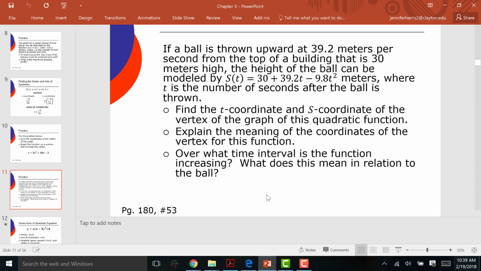So, can we go to Desmos? Yes, we can. Type all of that in Desmos. S of T equals 30 plus 39.2T minus 9.8T squared. Use the exact same letters they've used. Now, usually in a problem written like this one, I would have you use Desmos. I would not have you do it manually. The previous problem, yes, I would have you do it manually. This one, I would not, because sometimes you're going to get decimal answers and I need it to be exact. So this you would be required to use Desmos. Anytime you say a ball is thrown, go to Desmos.